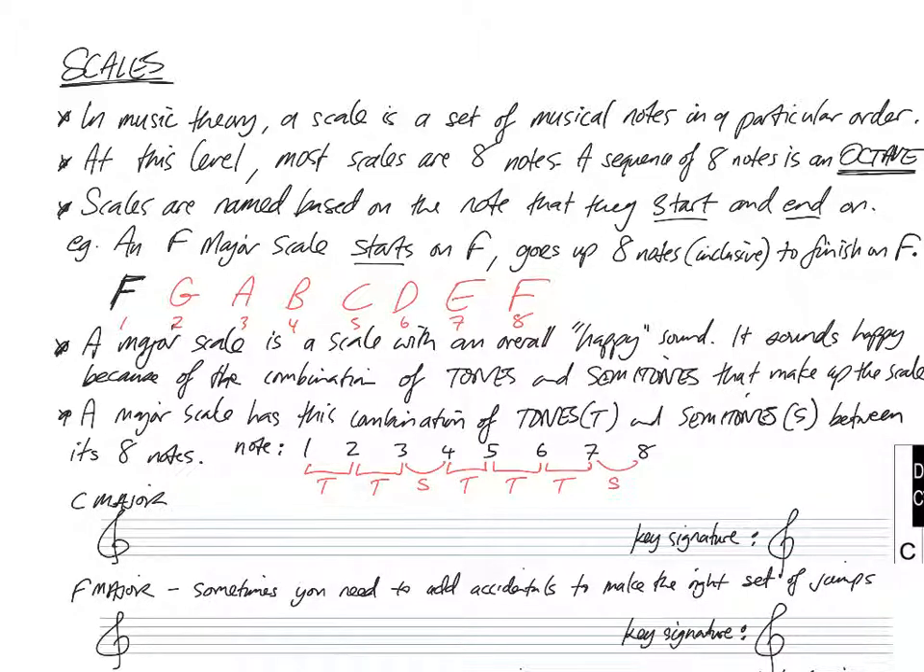If it was going down, if it was going backwards, which we call descending order, if it was going 8, 7, 6, 5, 4, 3, 2, 1, obviously it's not going to be the same combination of jumps. It's going to be that combination of jumps but backwards. So if you were going from 8 down to 1, you'd have a semitone, tone, tone, tone, semitone, tone, tone. So keep that in mind, we're only going to be talking about major scales at this stage. You're always looking for this combination of jumps to make a major scale.